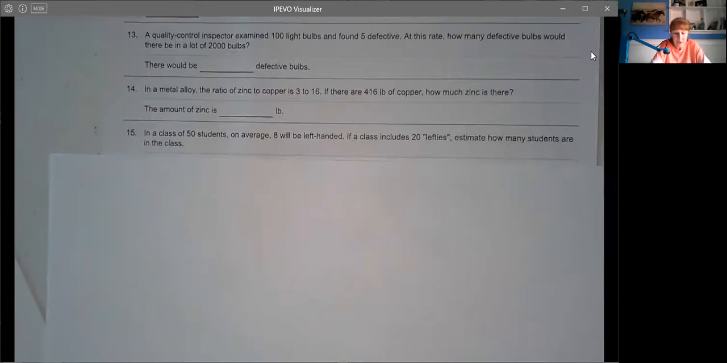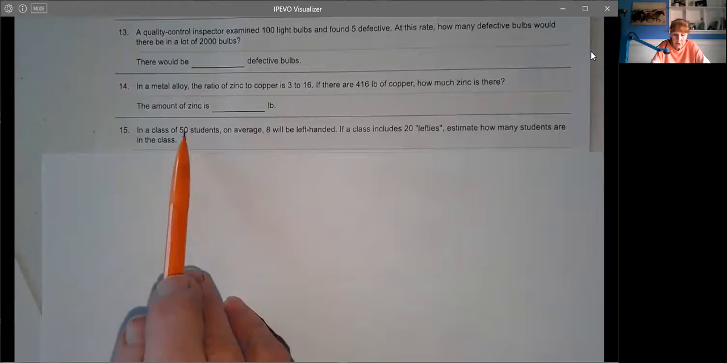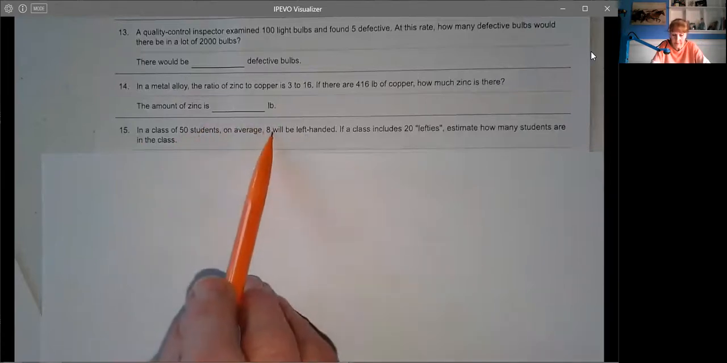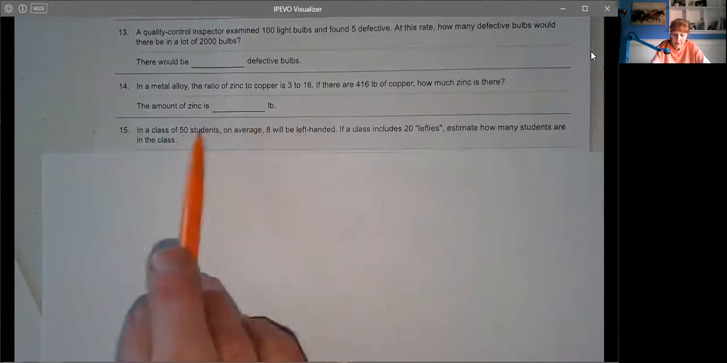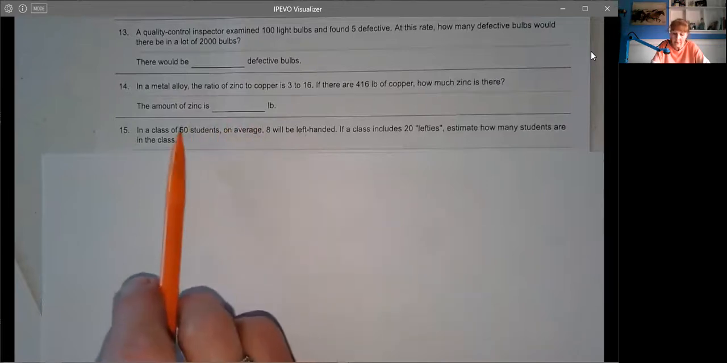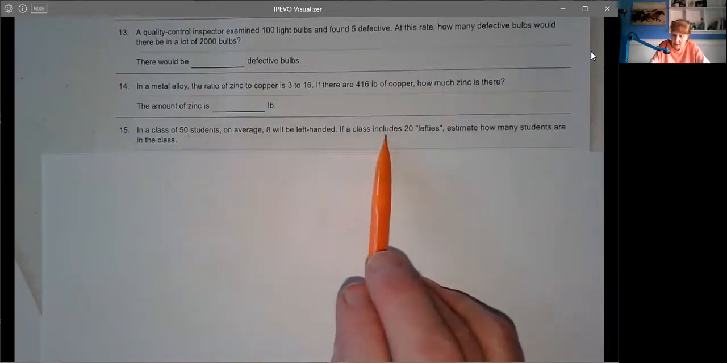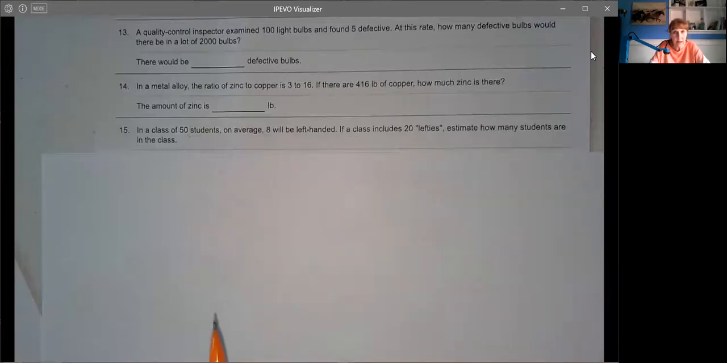In a class of 50 students on average, 8 will be left-handed. I wouldn't even think it would be that high. There's a period there. So we know we have a relationship between the number of students and the number of left-handed. We have that ratio. Now, if 8 out of 50 are expected to be left-handed, 42 out of 50 would be right-handed. So we had to see what they want over here. If a class includes 20 lefties, so we're dealing with the lefties, estimate how many students are in the class.